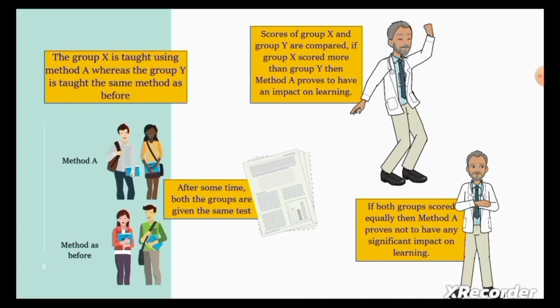After some time, both the groups are given the same test. Scores of Group X and Group Y are compared. If Group X scored more than Group Y, then method A proves to have an impact on learning. But if both the groups scored equally, then method A proves not to have any significant impact on learning.